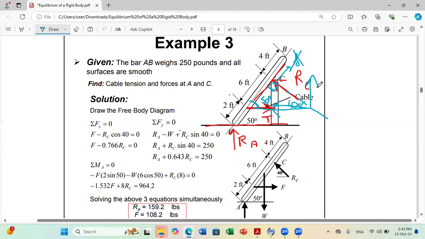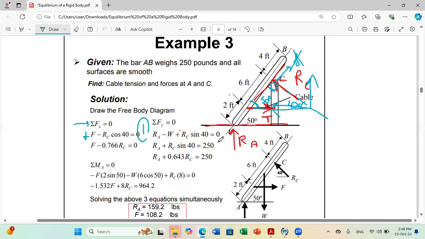Okay, so now let us apply the equations. Sum of X equals 0. What do we have? We have the tension T, they called it F here, so plus F, and minus RC cosine 40 equals 0. This is equation number 1.